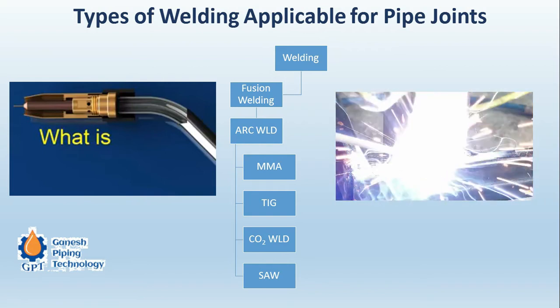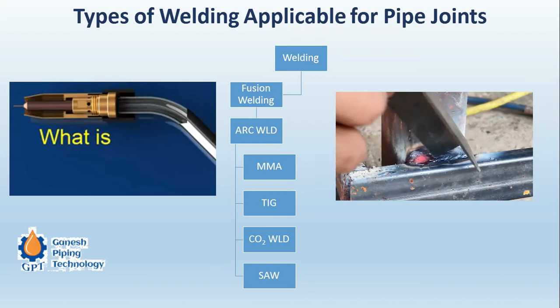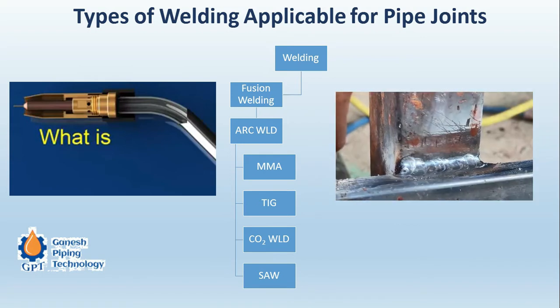The gap between the base metal and the electrode is called the arc length. If the arc length is higher, then we get bad quality welding, and there will be no proper fusion. If the arc length is lesser than required, then also there will be no proper arc and the metal will not fuse properly, so there will be some other defects. So this was all about the MMA, manual metal arc welding.